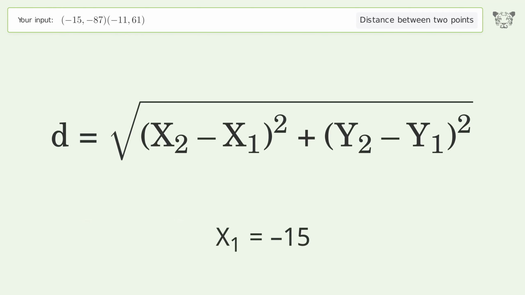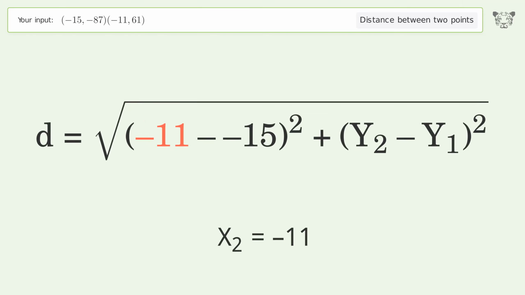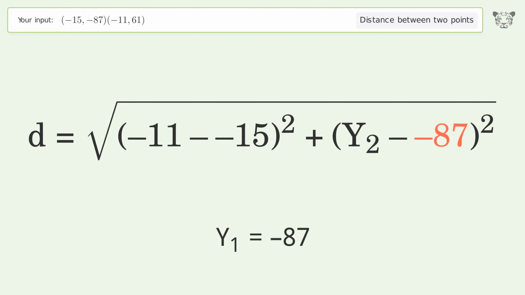x1 equals -15. x2 equals -11. y1 equals -87. y2 equals 61.